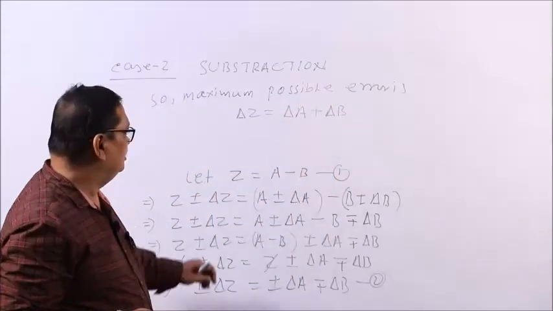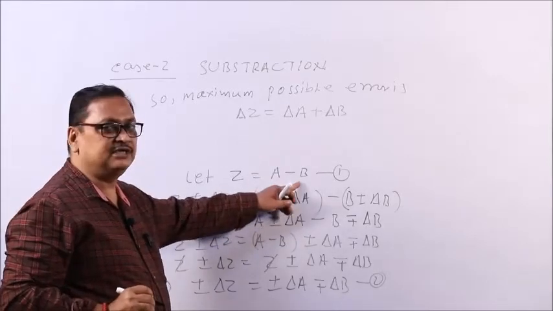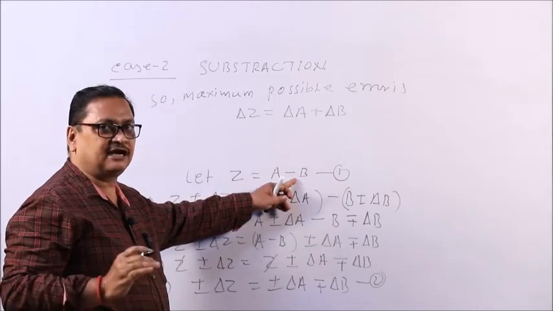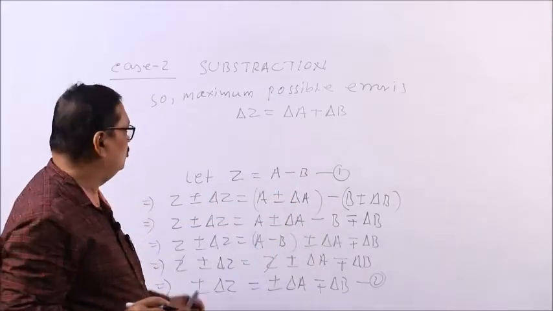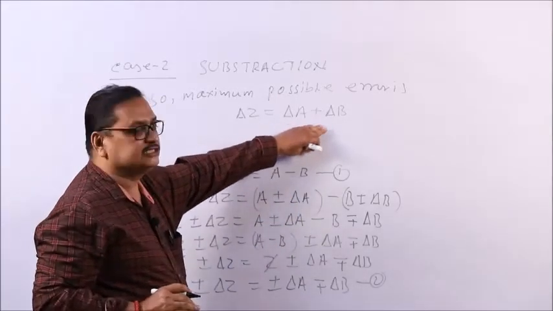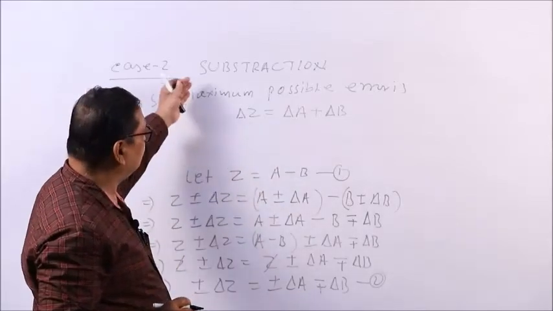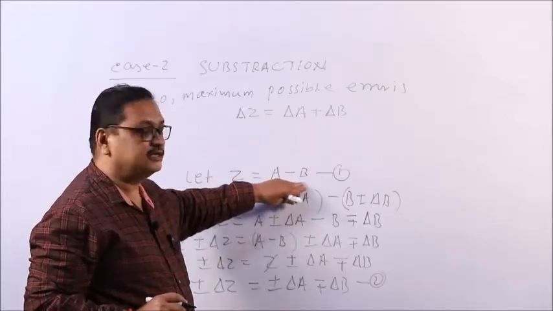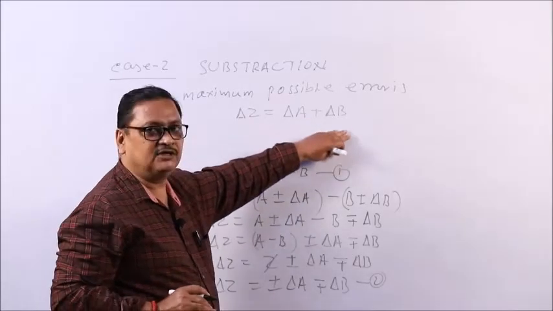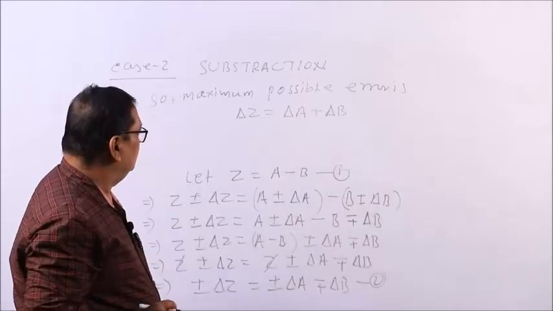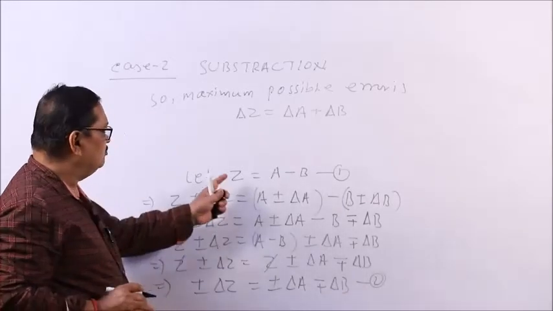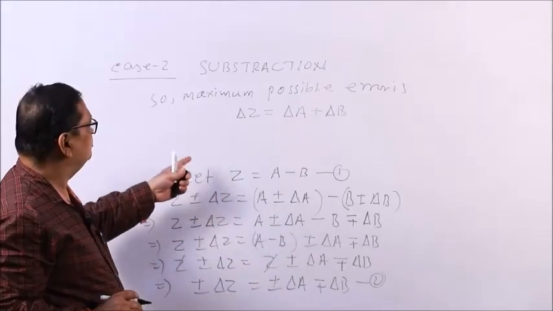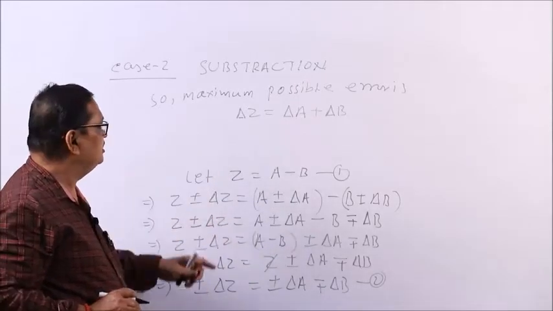So, you just mark that the operation is subtraction, A minus B, two quantities are subtracted. So, the general concept: should the error be reduced? No, the error always increases. In addition the error increased by delta A plus delta B, and in case of subtraction the error also increases, that is delta A plus delta B. So, it is concluded that error will always increase, it may be addition, may be subtraction.